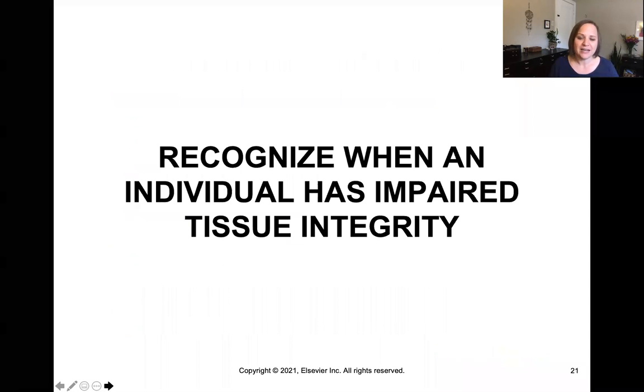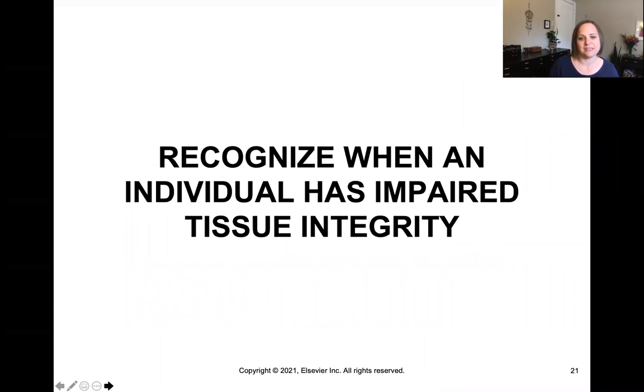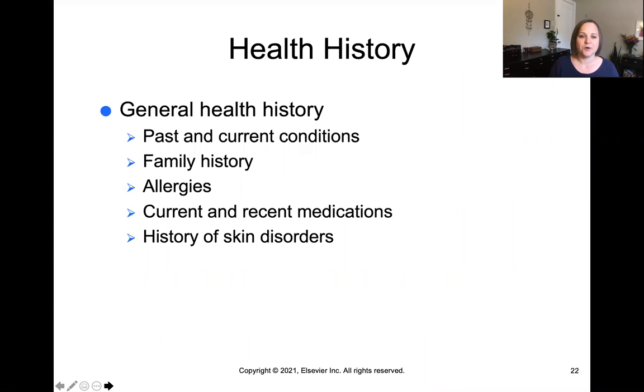So how do we recognize when an individual has impaired skin integrity? Well, first, we're going to want to do a health history, talk about past and current conditions, and be alerted in your mind on which ones might put your patient at risk for impaired skin integrity. Ask about allergies and what kind of skin reactions they've had. Talk about current and recent medications and any history of skin disorders they might have.